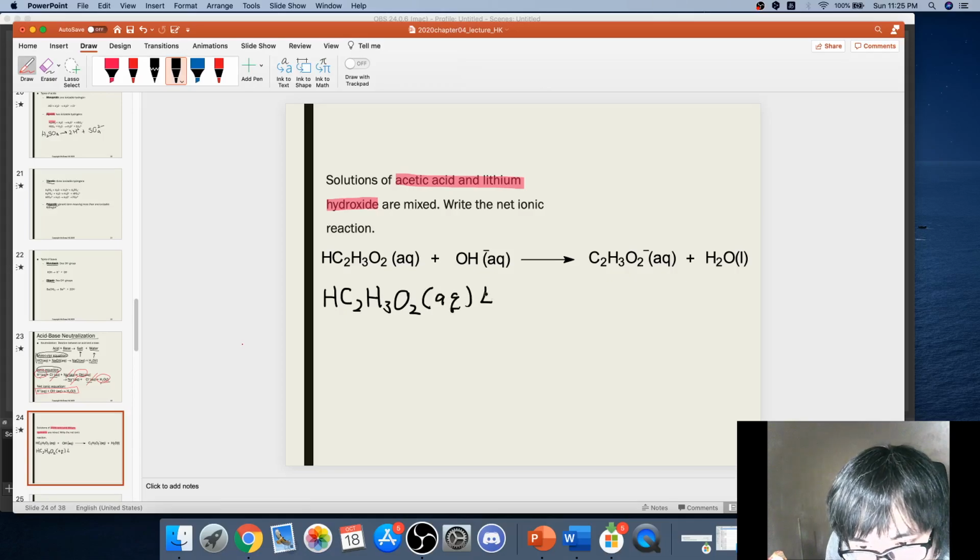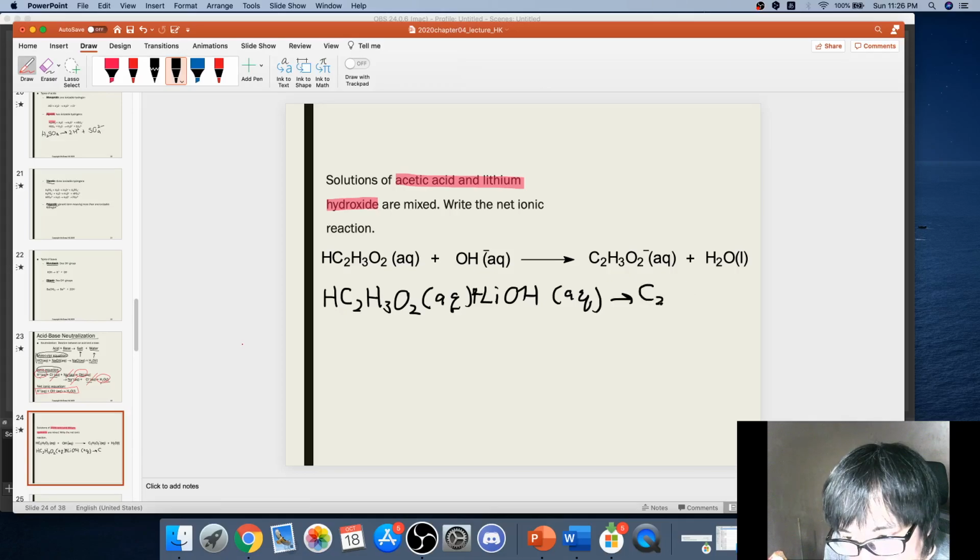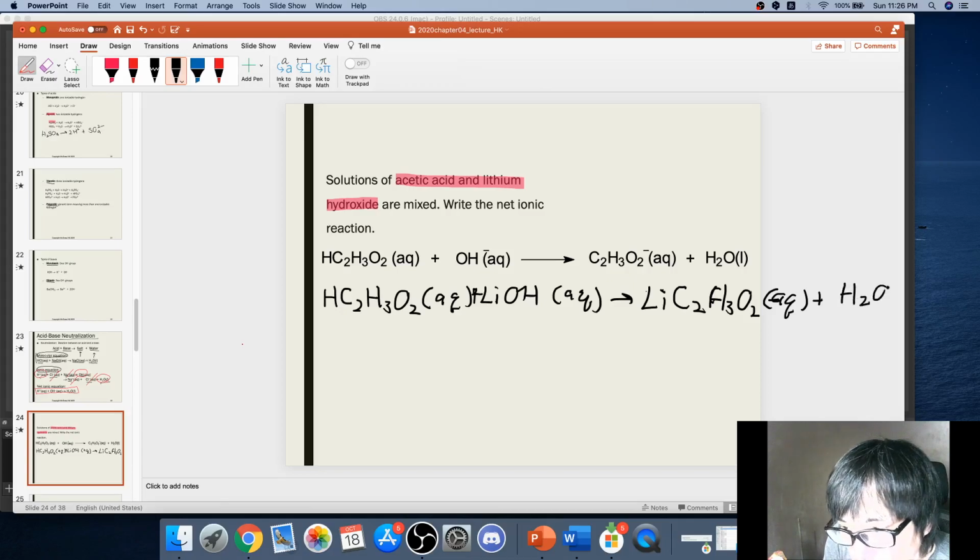HC2H3O2 AQ, plus lithium OH, is becoming lithium C2H3O2, that's AQ, plus H2O liquid.